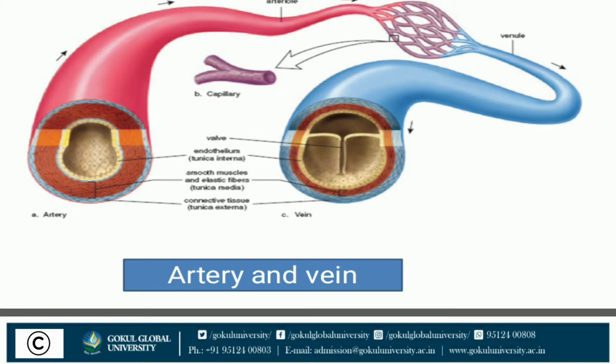In this diagram, you can see an image of an artery and a vein. First, the artery: connective tissue on both sides is called tunica externa. Smooth muscle and elastic fibers are called tunica media, and endothelium cells form the tunica interna. In the vein there is a valve. And further on it forms capillaries, small, as well as venules and arterioles.